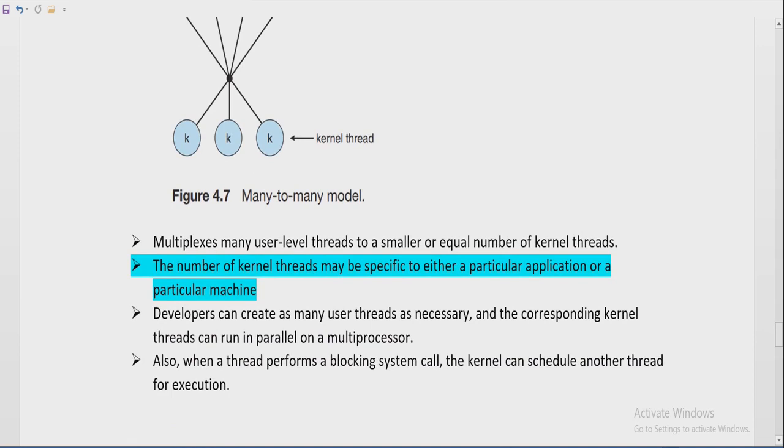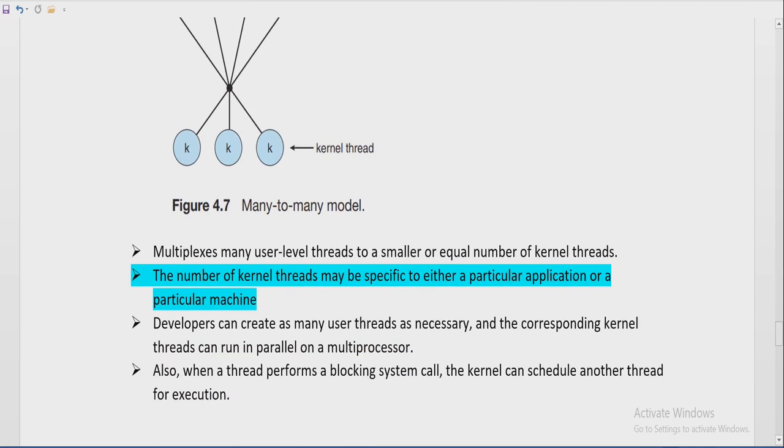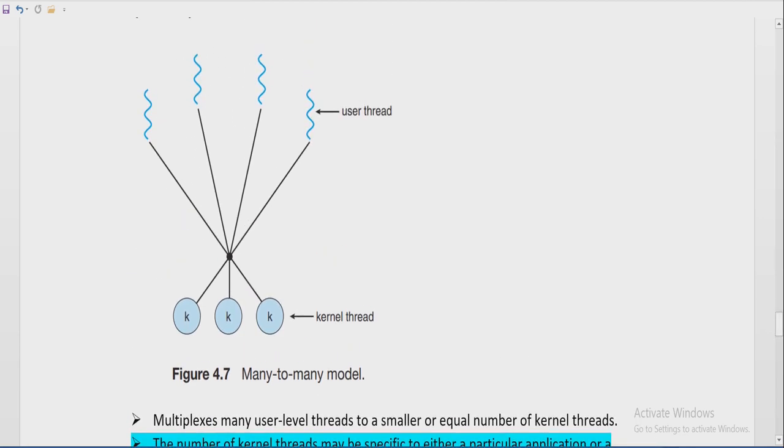So developers can create many user threads. Okay, so the user can create as many user threads as necessary, and the corresponding kernel threads can run in parallel on a multiprocessor. So where will the kernel thread corresponding to this user thread run? If it is a multiprocessor system, each kernel thread can run on one processor.